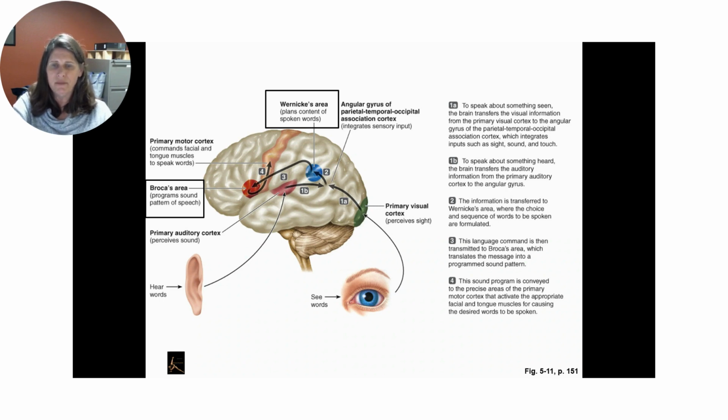Okay, then that information, again, all it is doing is stimulating neurons. It's a strong enough graded potential to start an action potential in neurons that are now connected to Wernicke's area. And so it's in Wernicke's area now where neurons are being stimulated, where the choice and sequence of words to be spoken are formulated. So the comprehension came in the association area, and now you're comprehending it and formulating the sequence of words that you want to say in order to respond to what you either heard or what you saw.